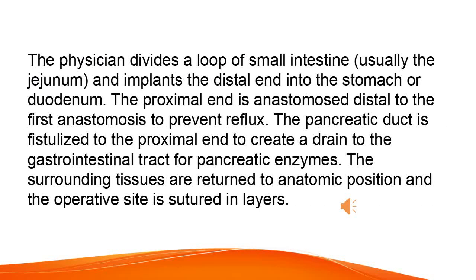The physician divides a loop of small intestine, usually the jejunum, and implants the distal end into the stomach or duodenum. The proximal end is anastomosed distal to the first anastomosis to prevent reflux. The pancreatic duct is fistulized to the proximal end to create a drain to the gastrointestinal tract for pancreatic enzymes. The surrounding tissues are returned to anatomic position and the operative site is sutured in layers.